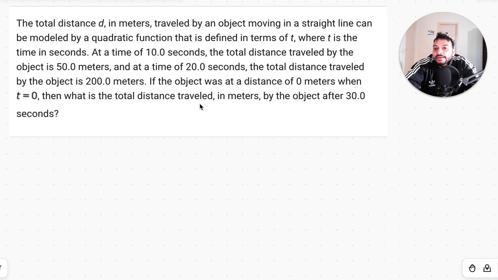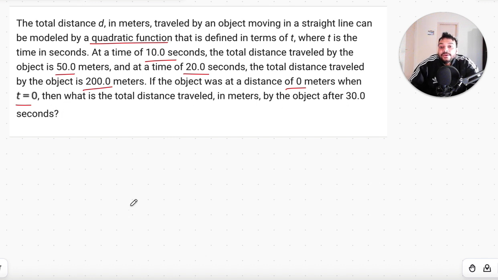Okay. The total distance d in meters traveled by an object moving in a straight line can be modeled by a quadratic function. That's what they've given, quadratic function, that is defined in terms of t, where t is the time in seconds. At a time of 10 seconds, total distance traveled is 50 meters. At a time of 20 seconds, total distance traveled is 200 meters. If the object was at a distance of 0 meters when t is equal to 0, that means initial point was 0, 0, then what is the total distance traveled in meters by the object after 30 seconds?